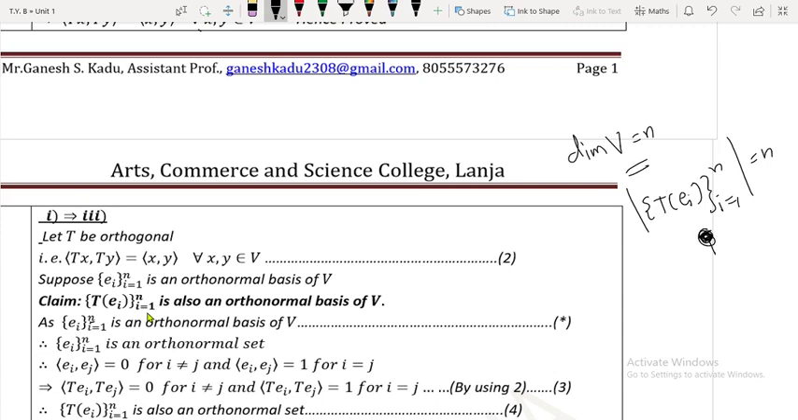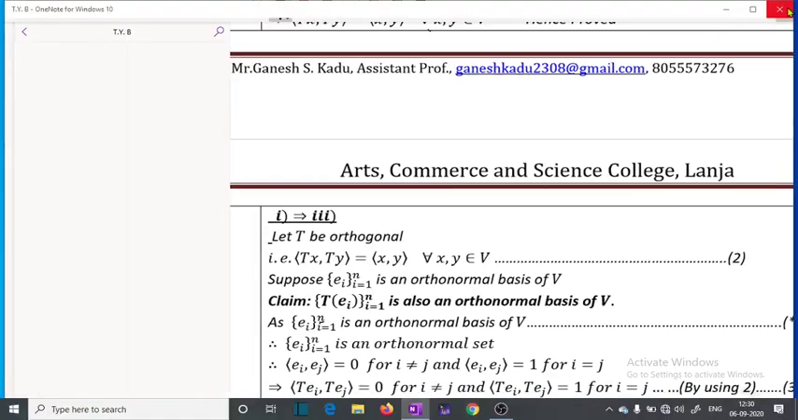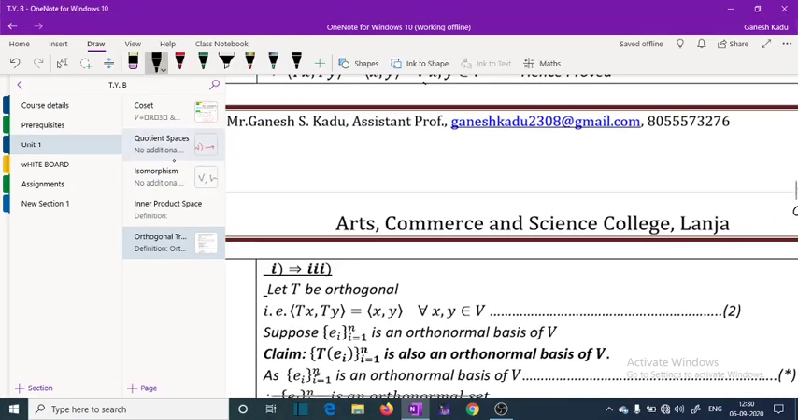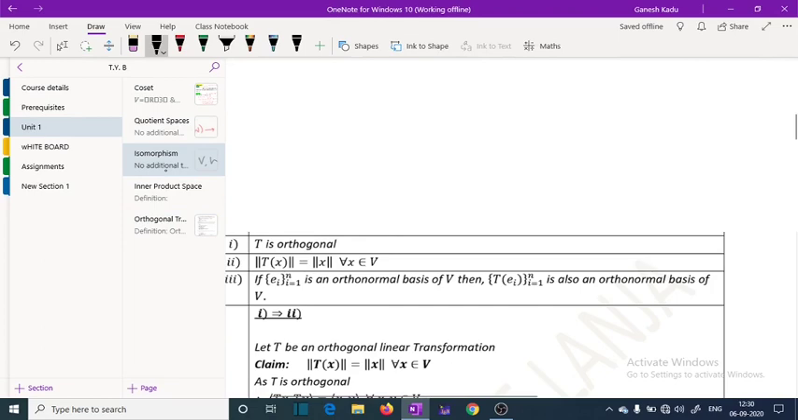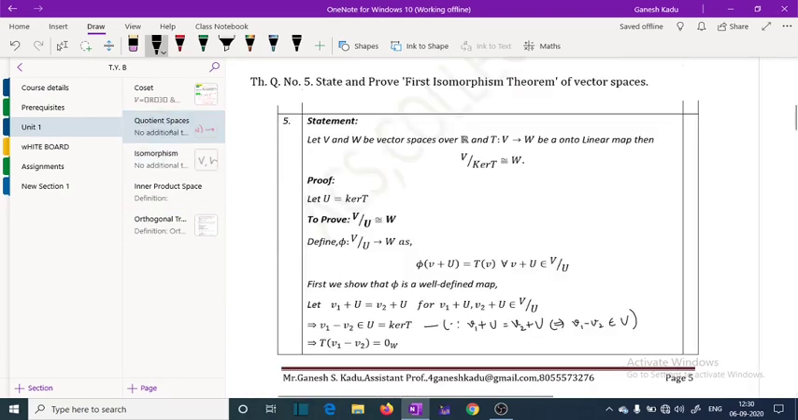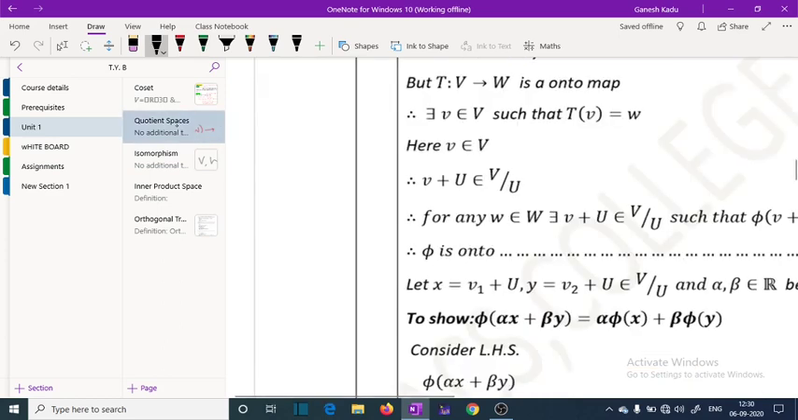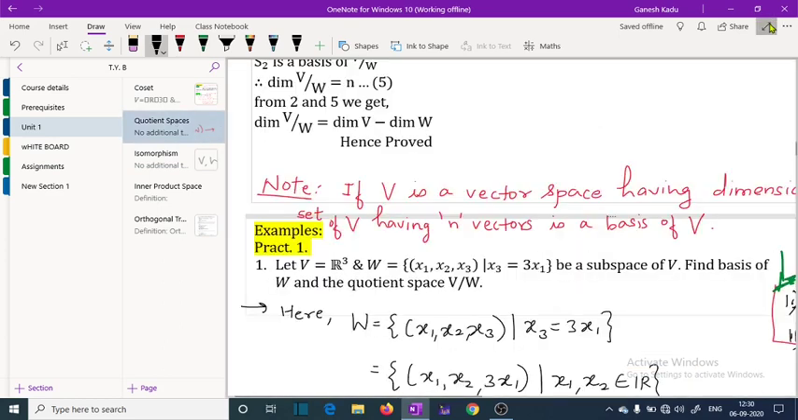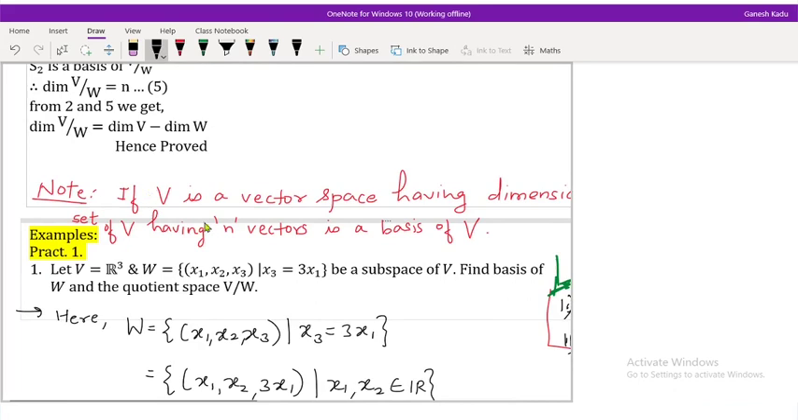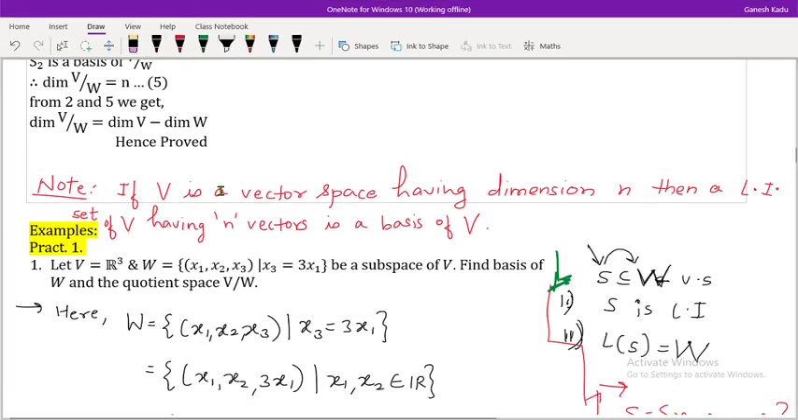Now you might remember one theory question that we have already seen. What is that theory question? I will show you. I think it was in isomorphism. No, it was in question spaces, I guess. Yes, see this theory question, I did give you a note over here. If V is a vector space having dimension n, then a linearly independent set having n vectors in V is a basis.